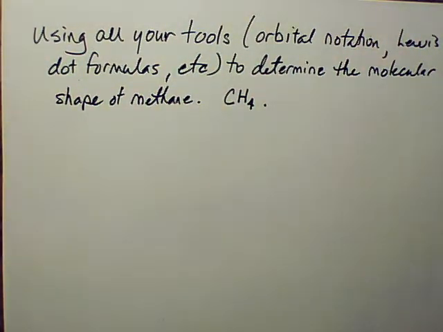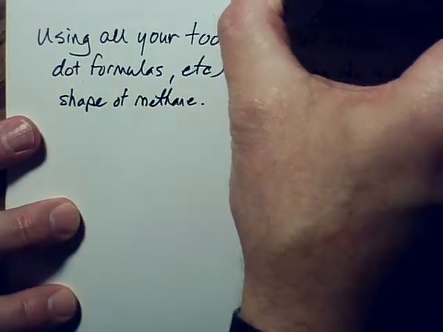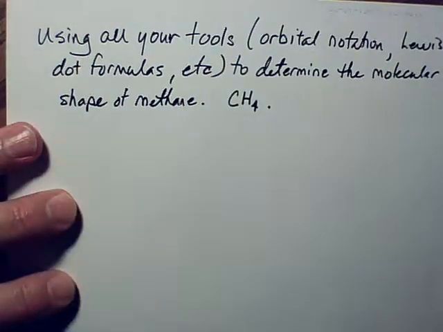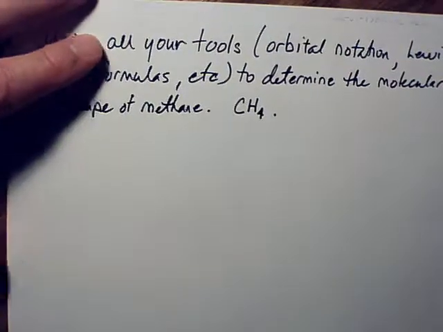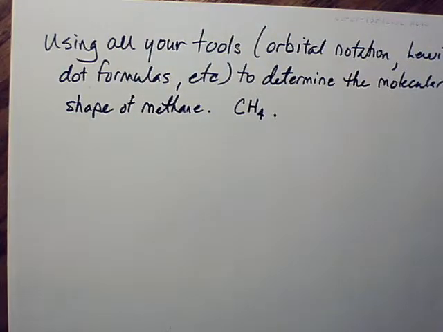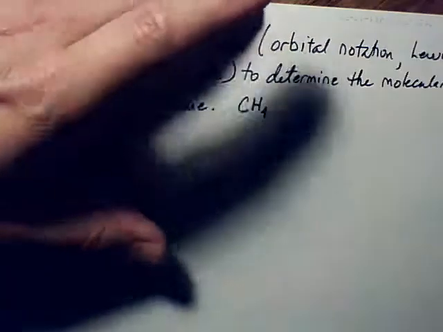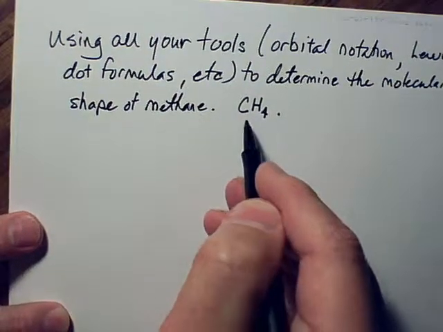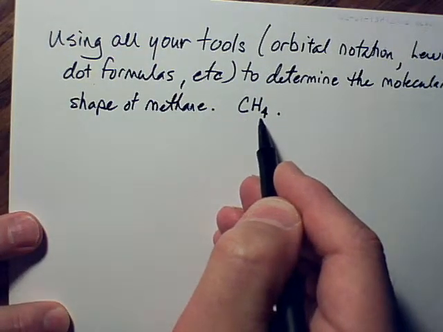We are on the video now. So what I want to do now is, since I've given you the tools to be able to do molecular shapes, let's do that. We got 1 carbon and 4 hydrogens.